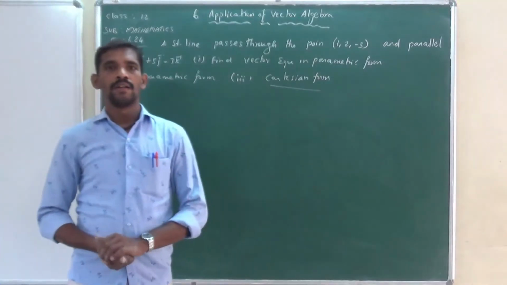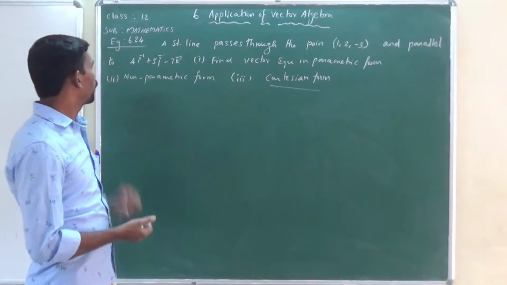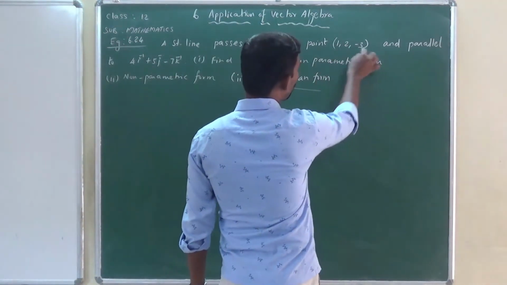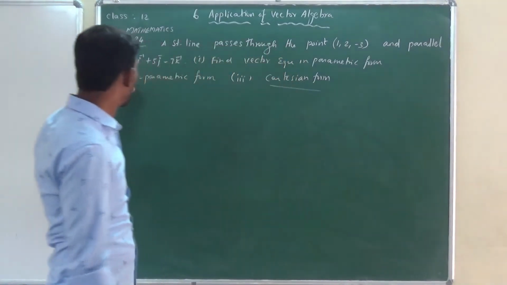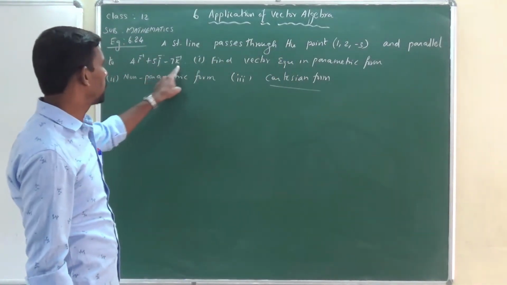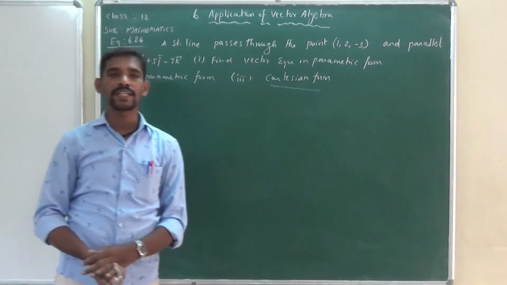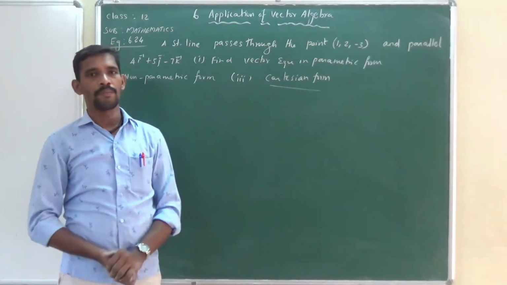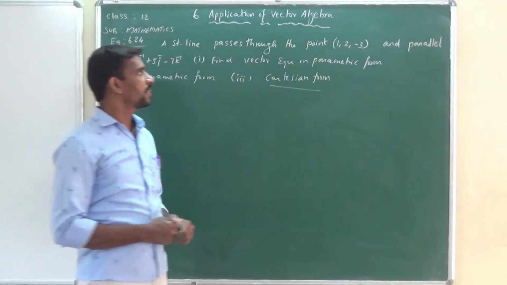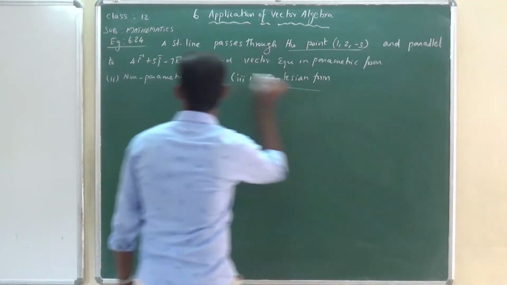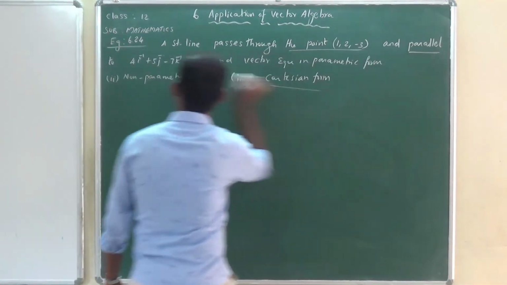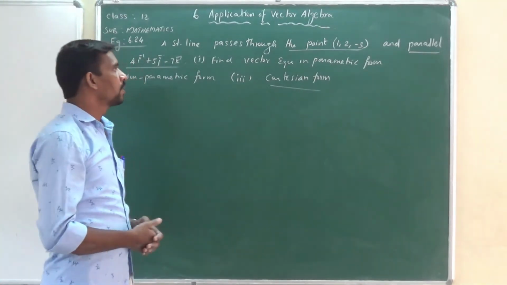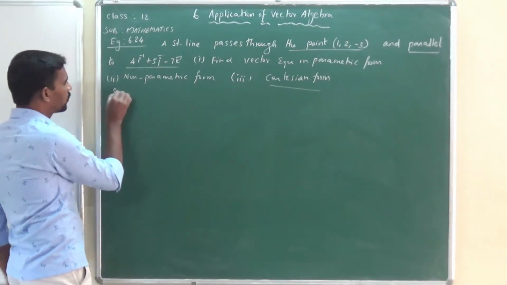Okay, thank you. Hi students, this is example 24. A straight line passes through the point (1, 2, -3) and is parallel to the vector 4i plus 5j minus 7k. We want to find the vector equation in parametric form, non-parametric form, as well as the Cartesian form. Look at the question: a point and a parallel vector are given. So this is theorem 11, and we can write directly.